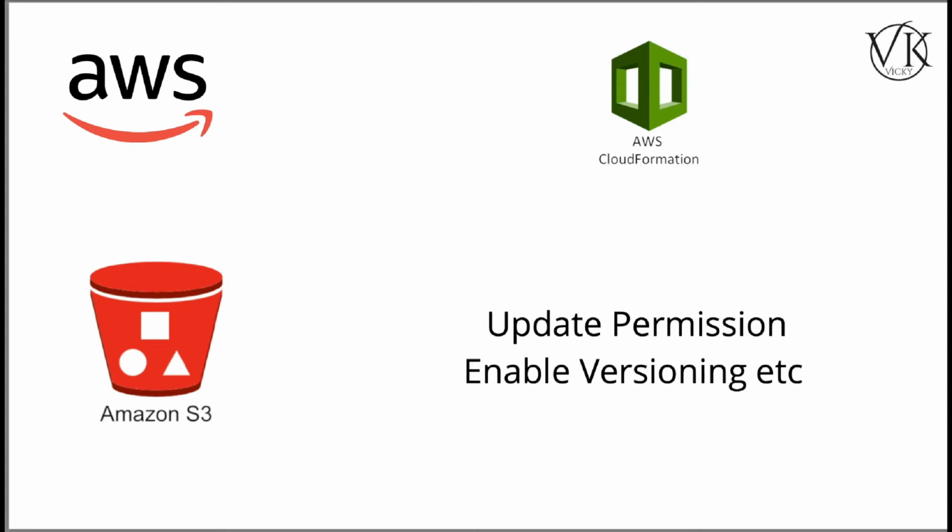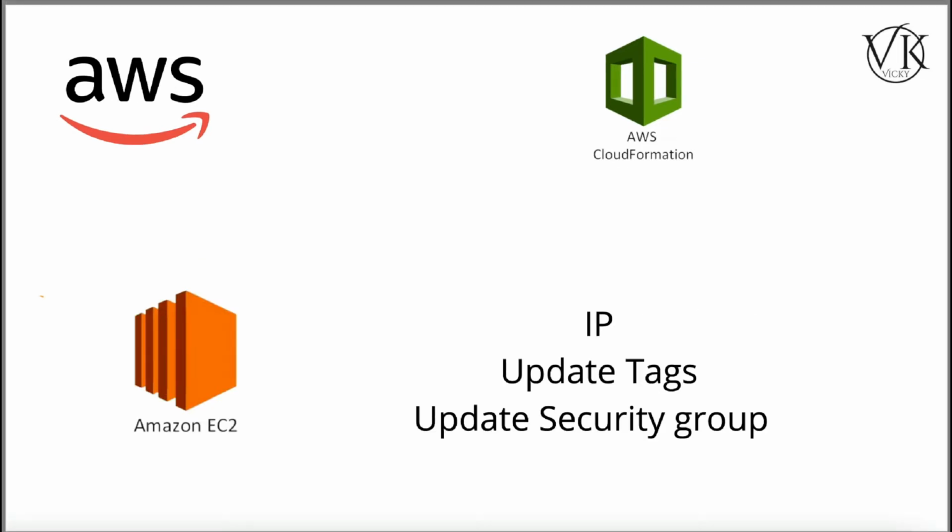Same goes for Amazon EC2 as well. You need to update the tags, you need to update the security group information, you need to update the IP address, or in the VPC you need to update some of the security groups, route tables, NAT gateways. Whenever you are going to update all that information, there is no track of it, or rather I would say it's very difficult to keep track of all that information.